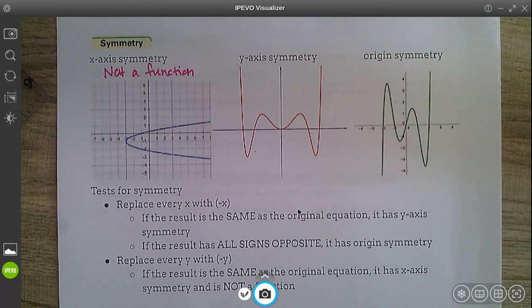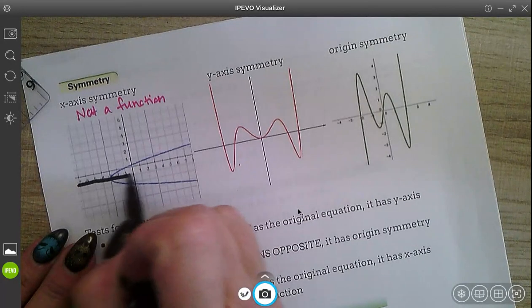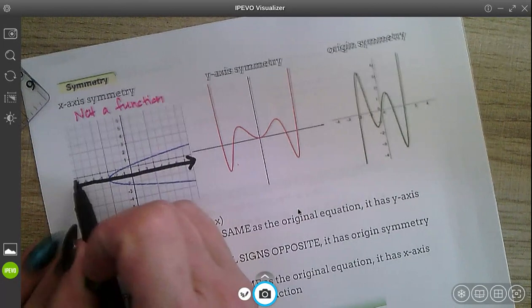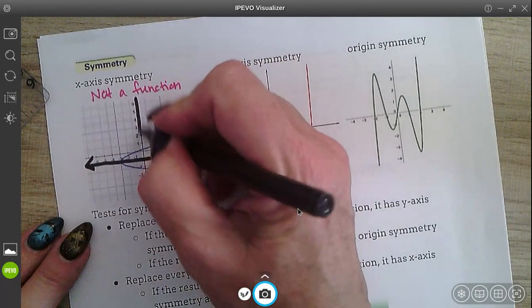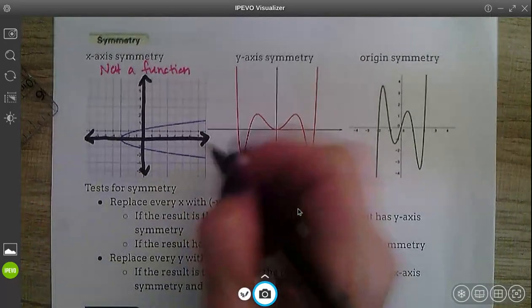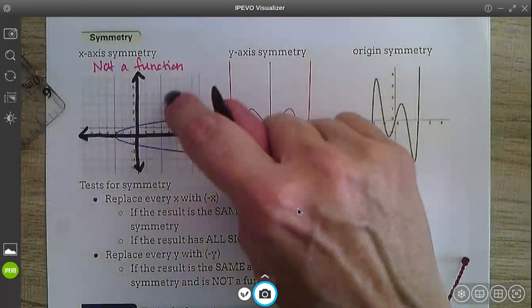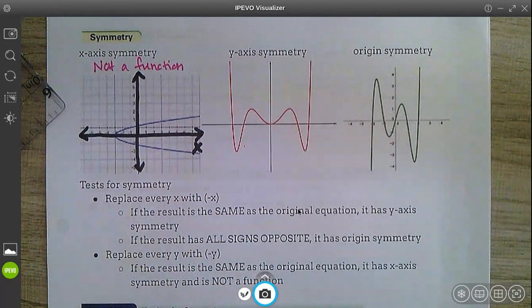It also doesn't have x-axis symmetry the way they have it drawn. So let's just fix that. We're going to pretend like their x-axis is here, because x-axis symmetry should look like a graph that you could fold across the x-axis. So what makes it not a function is because it fails the vertical line test.